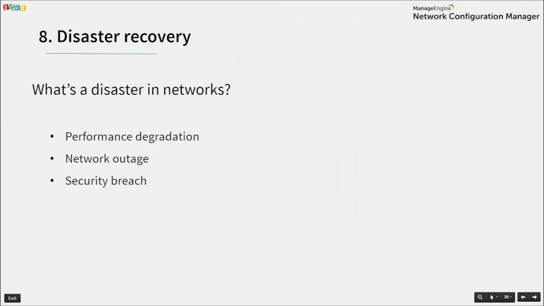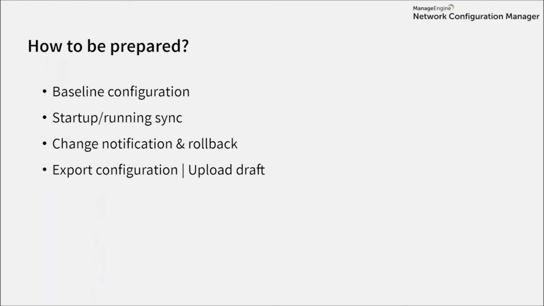Moving on to the final part of the training, where we'll be talking about disaster recovery. So disaster in networks generally encompasses performance degradation, a full-blown network outage, or a security breach, which could lead to a massive data breach, loss of reputation, and legal consequences as well. So if you manage your configurations right and your firewall rules right, you can ensure that all of these disasters are taken care of. And even if you, in the worst case, fall prey to a network disaster, you could always ensure that your network disaster is reverted promptly with you using Network Configuration Manager.